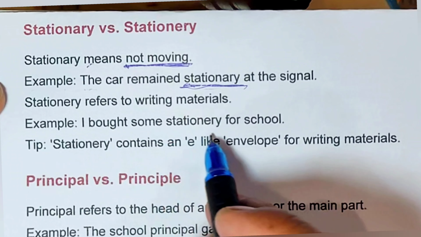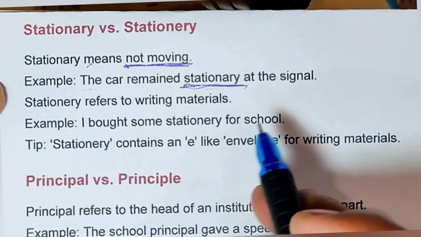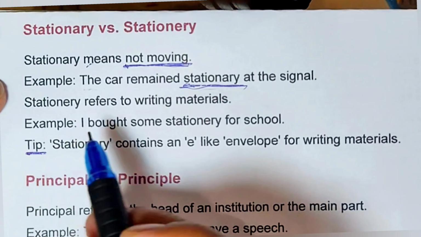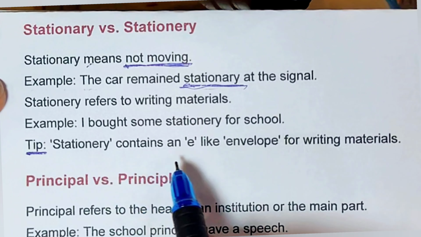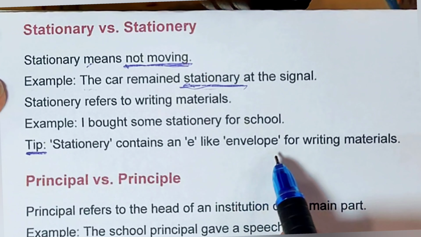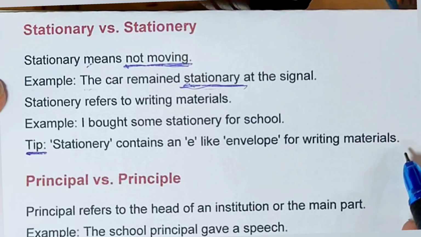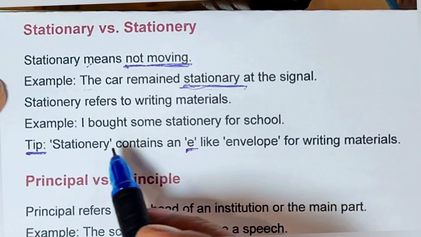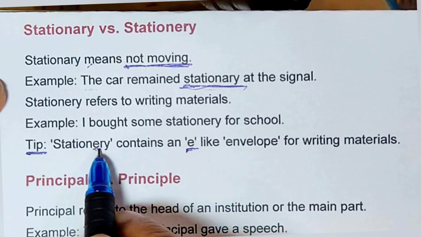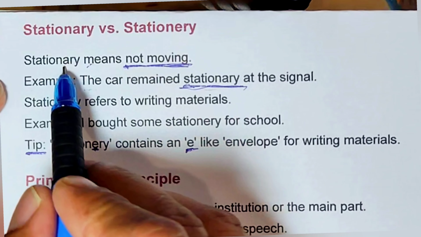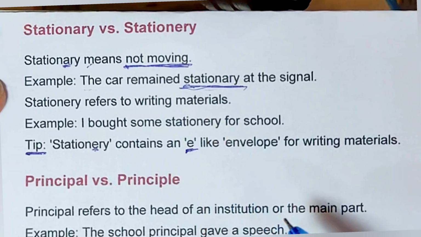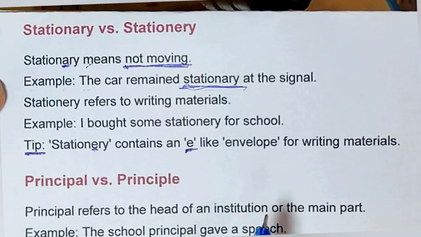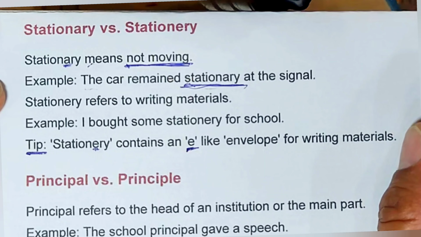Example, I bought some stationery for school. And tip for these two words: stationery contains an E, like envelope, for writing materials. This one is here, E. And the other one has an A. This is only a minor difference in these two words. Hopefully you understand the meaning and you can use it clearly in your sentence.